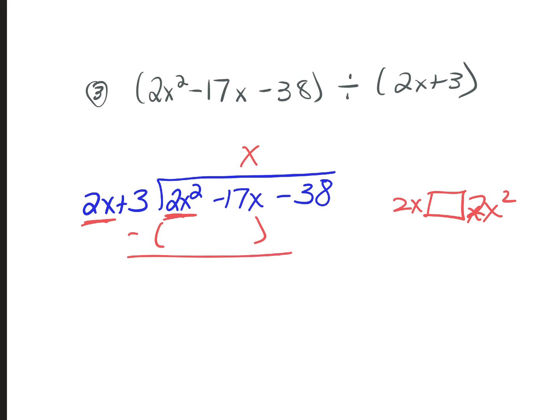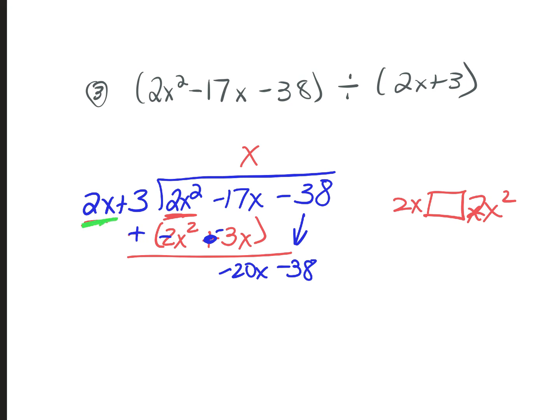Multiply. X times 2x is 2x squared. Good. X times 3 is positive 3x. Before we subtract, what do we do? Change, change, change. What's negative 17x and a negative 3x? Negative 20x. Good. What do we do with negative 38? Bring it down. And then we do the whole thing all over again.